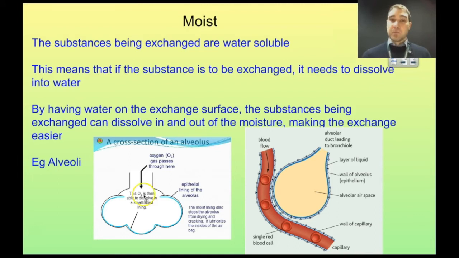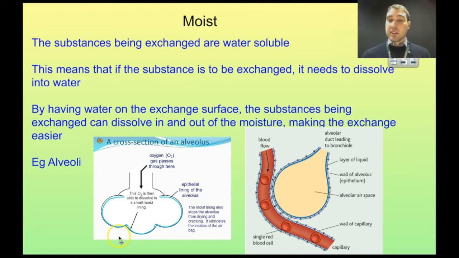So a good example here is the alveoli. In the alveoli, you're taking in oxygen into your body and getting rid of carbon dioxide. Both oxygen and carbon dioxide are soluble to a certain extent in water. So on the surface of the alveoli, you have this liquid layer that allows the oxygen to dissolve into that liquid, and then it can pass through the membrane and into the capillary.